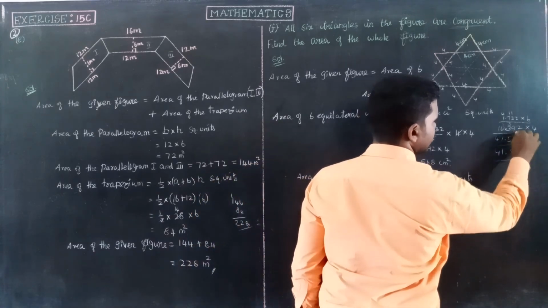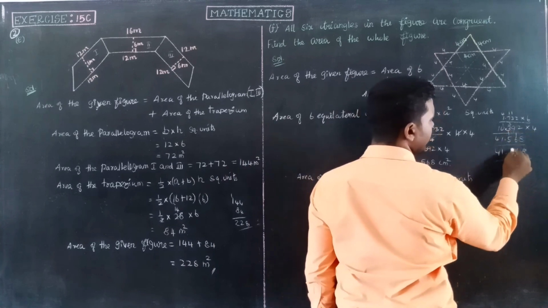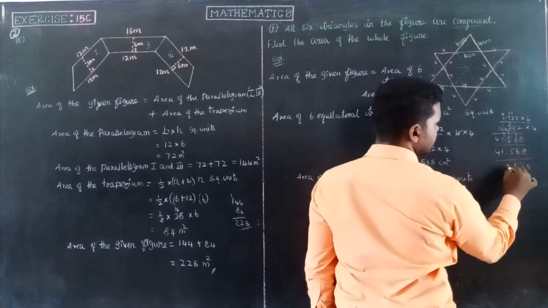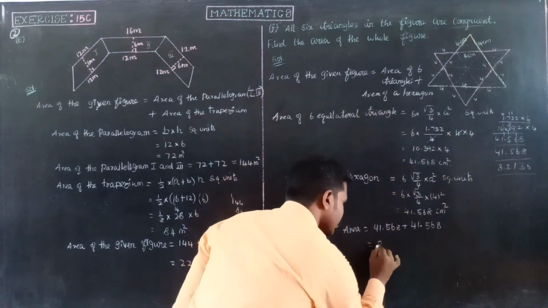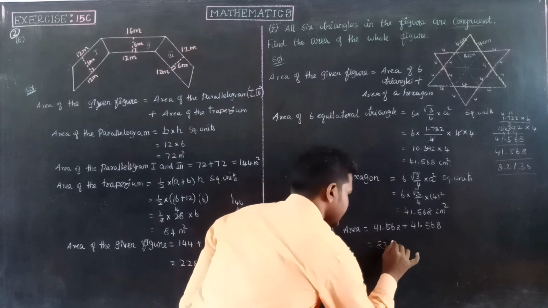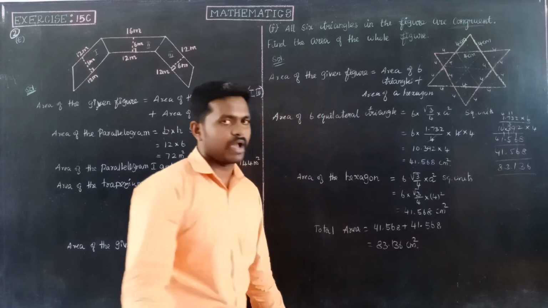8 plus 8 is 16, remaining 1. 6 plus 6 is 12, 12 plus 1 is 13, remaining 1. 10 plus 1 is 11, 3 8. So 83.136. So the total area of the given figure is 83.136 centimeter square. Thank you.